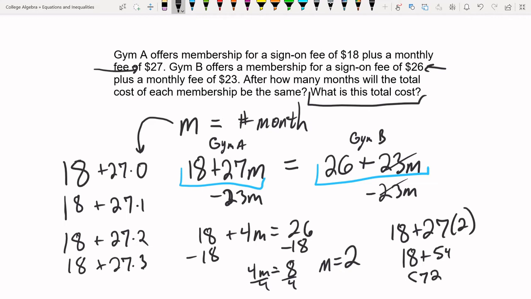$72. So after 2 months, they give you the same price point, and that price point is $72. That's how much you would have paid.